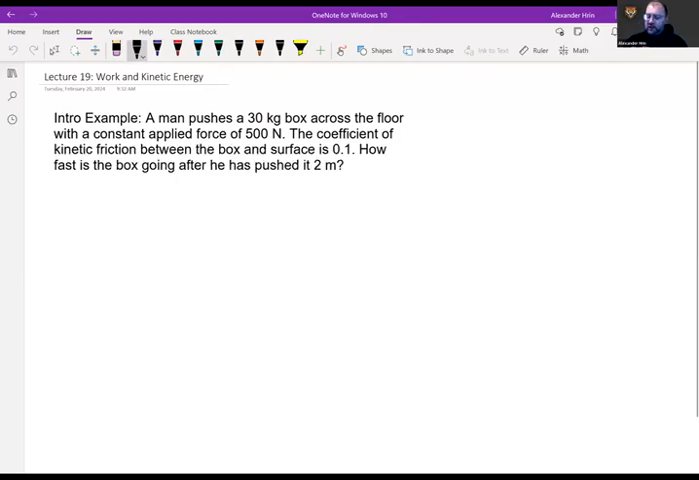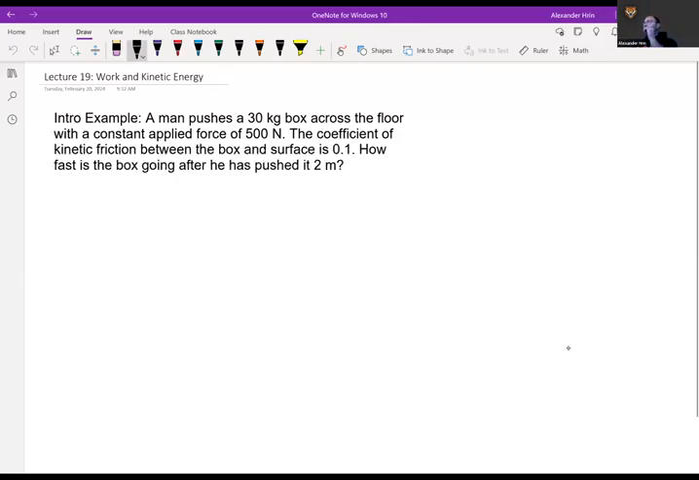Okay, welcome. So, what we're going to be getting into today is one of the last couple of topics of mechanics that we're going to be talking about, and that is going to be the topic of energy. This is generally a fairly big topic, but what I want to start with is this example problem. Hopefully, you can see that now.